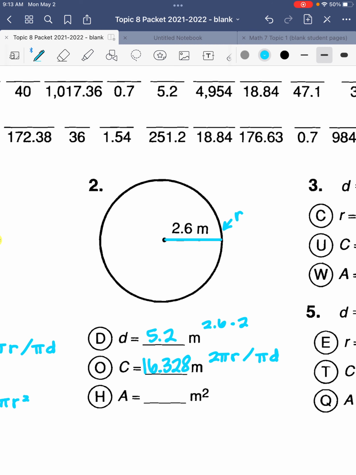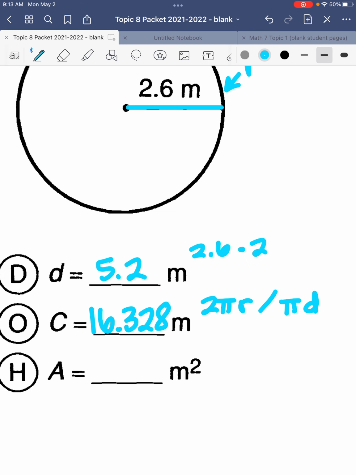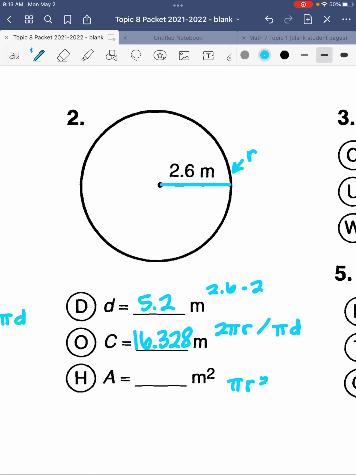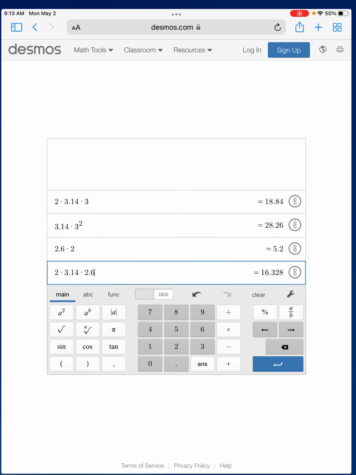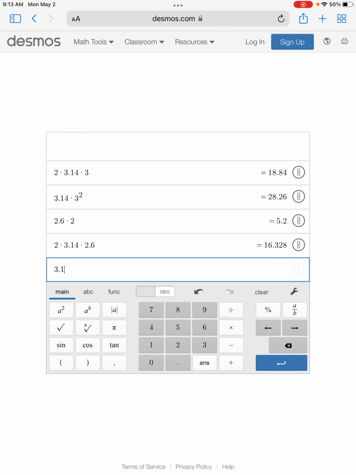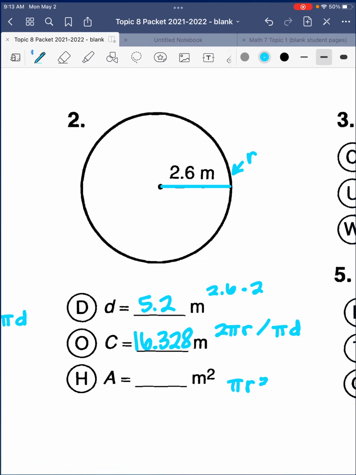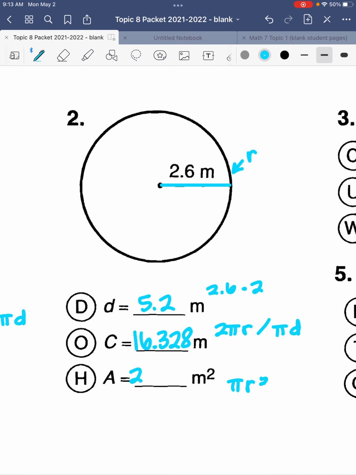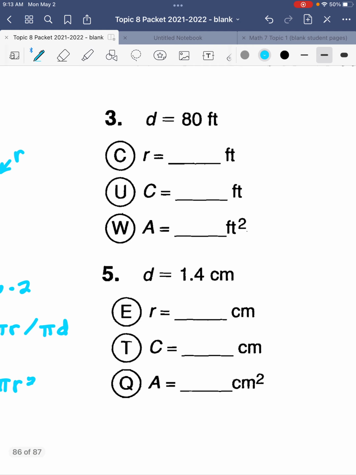Okay, let's move on to the area. We're going to use our same formula, pi times the radius squared. Okay, so to find my area, 3.14 times 2.6 squared. 3.14 times 2.6, and I hit that A2 button to square it, and I get 21.2264. So 21.2264 is my answer.